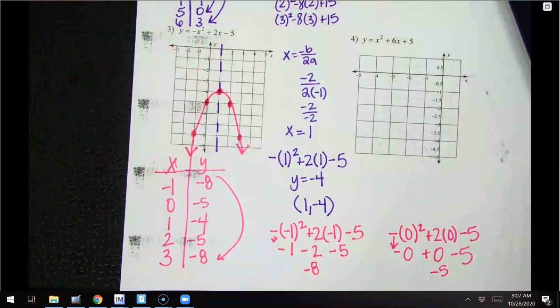All right, does that help seeing those again? Because you will have a quiz on this. You will have to do that.